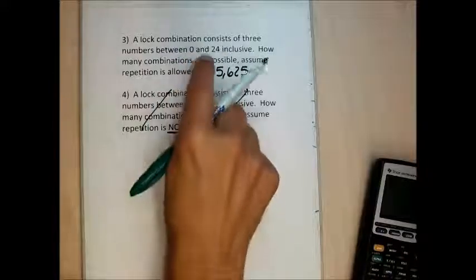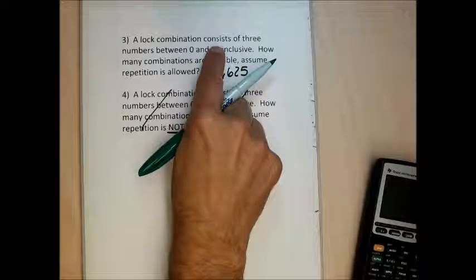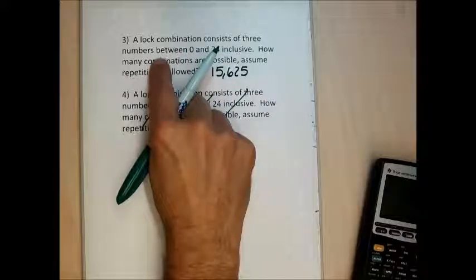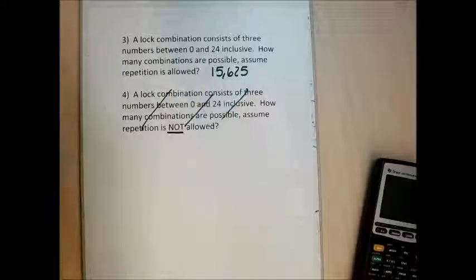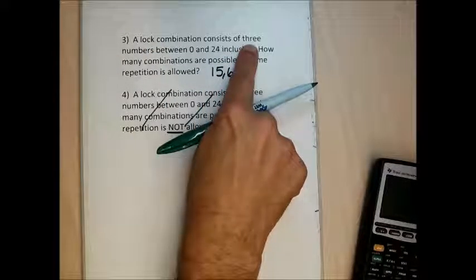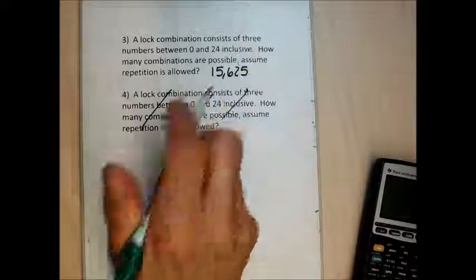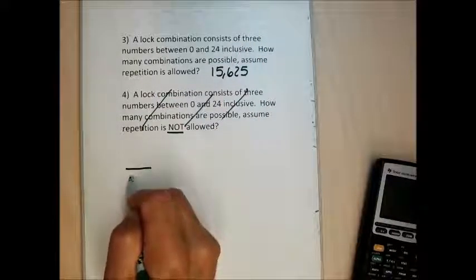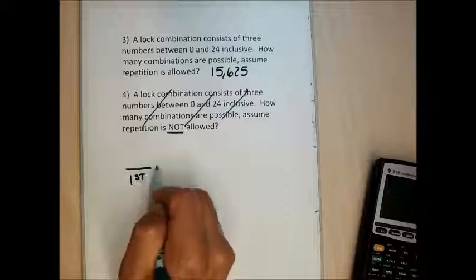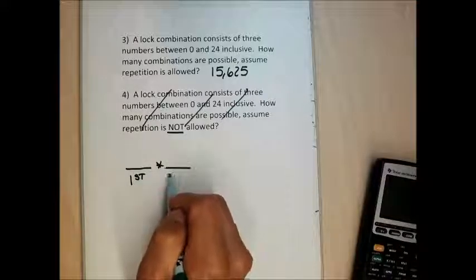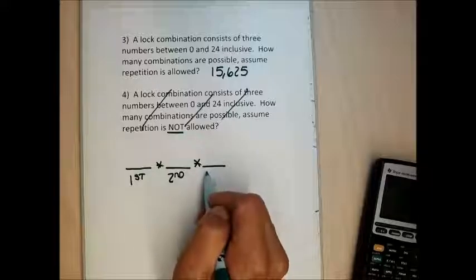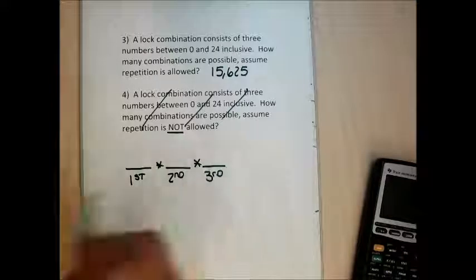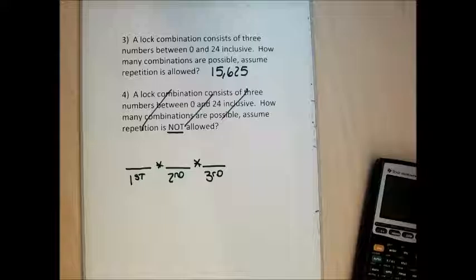So 3 says a lock combination consists of 3 numbers, I'm assuming natural numbers, whole numbers actually, between 0 and 24 inclusive. How many combinations are possible? So my experiment here is picking 3 numbers, 1 for the first number in the combination, and then the second experiment will be picking the second number of the combination, and then the third experiment will be picking the third number of the combination. This is tricky.